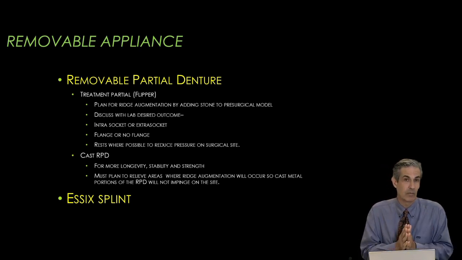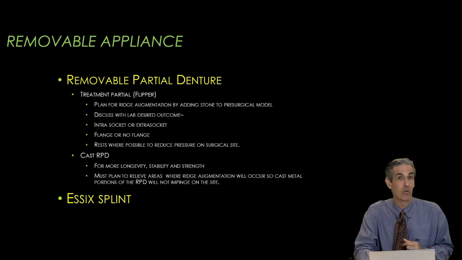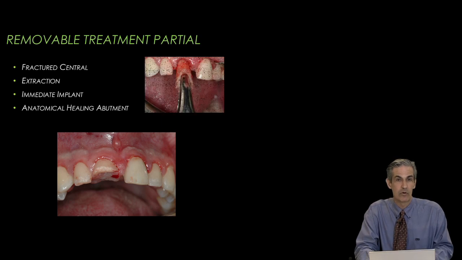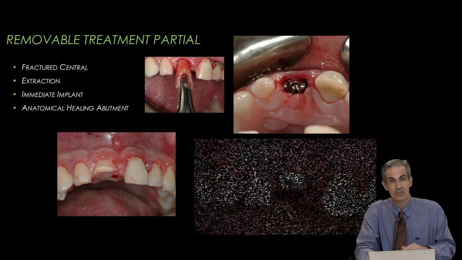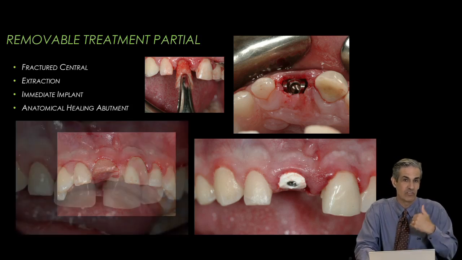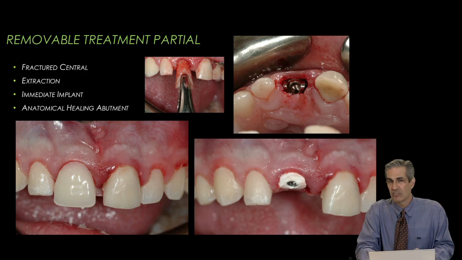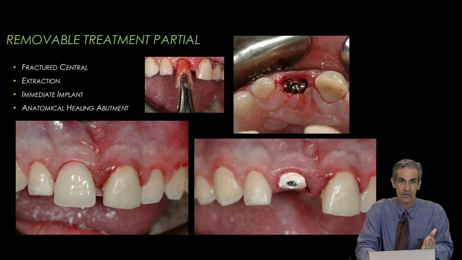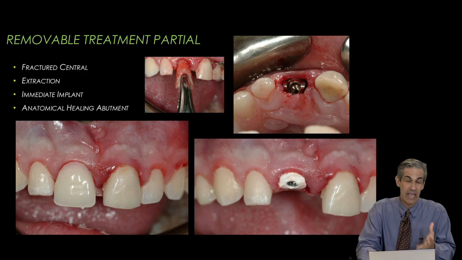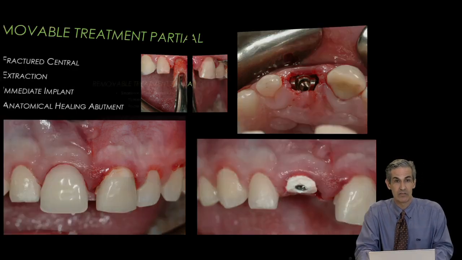In terms of removable appliances, the Essex splint is probably our number one go-to provisional. Now there's different types of removable treatment partial. Here the tooth is removed, an implant was placed immediately, and so instead of making a directly connected provisional, we made the treatment partial just fit over the top of it. You are still loading that implant though, so we need to be very careful about that. To make it look good, it will load the implant. So I won't do this on a case where I don't get a good report back from the surgeon that says they have at least that 35 to 45 Newton centimeters of stability.